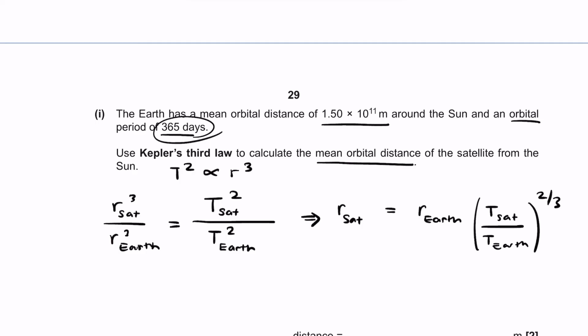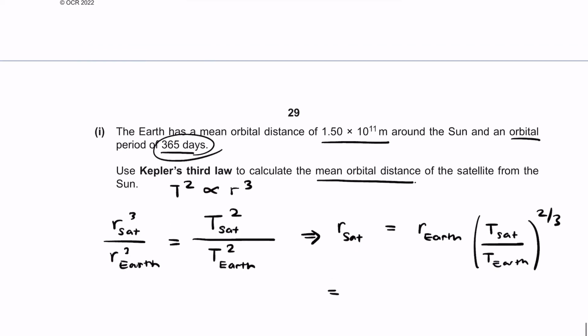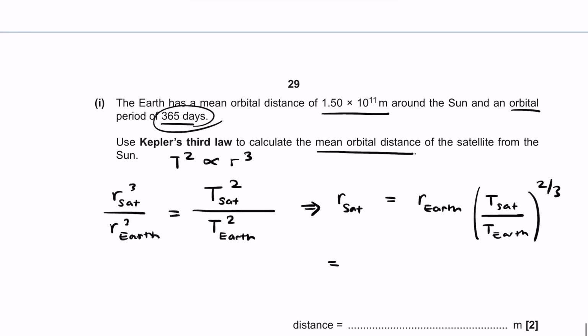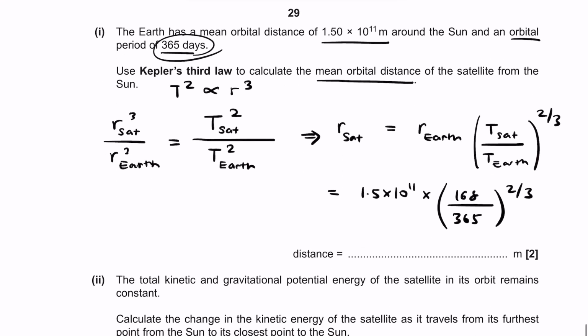to the power of 2/3, and that's basically it. Put in the numbers: the mean orbital distance of the Earth, which is 1.5 times 10 to the 11, times 168 days over 365 days, to the power of 2/3, and that is going to end up giving me a value of 8.9 times 10 to the 10 meters.